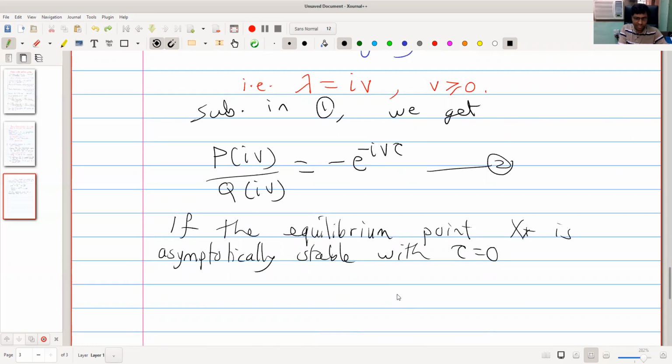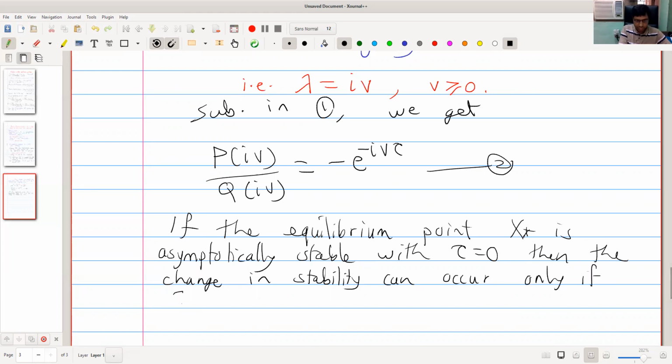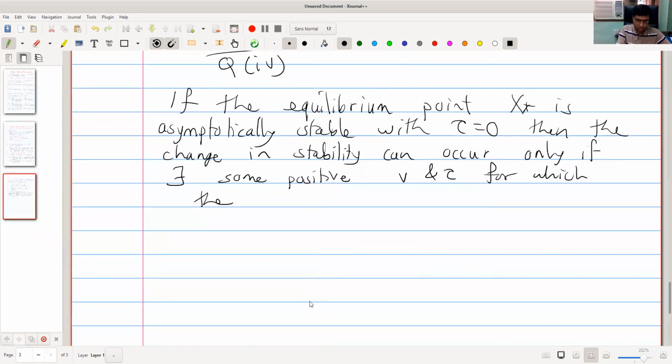So with tau equal to 0, if this equilibrium point is asymptotically stable, then the change in stability can occur only if there exist some positive real numbers v and tau for which the equation 2 holds good. Okay, this equation holds good.